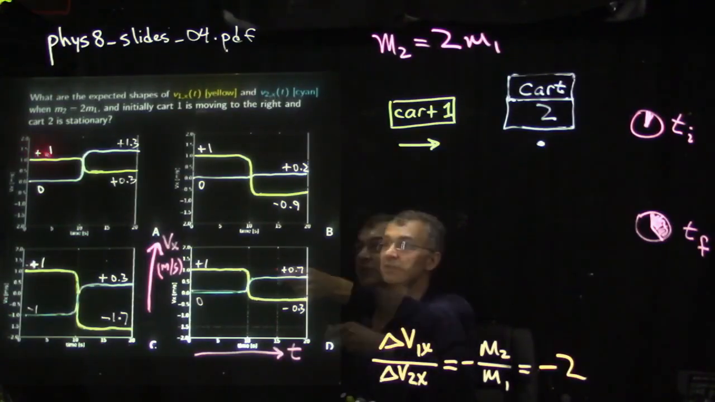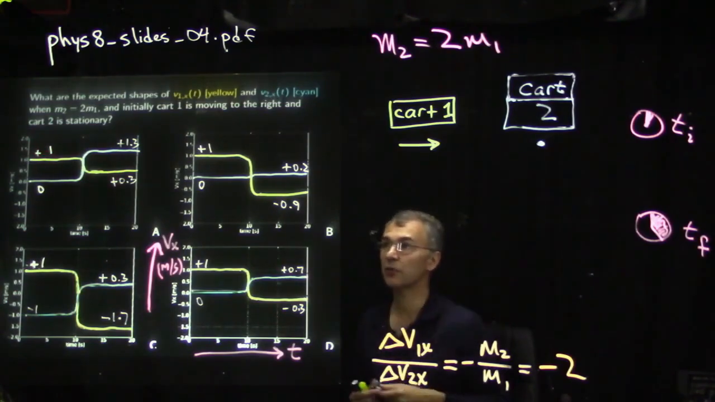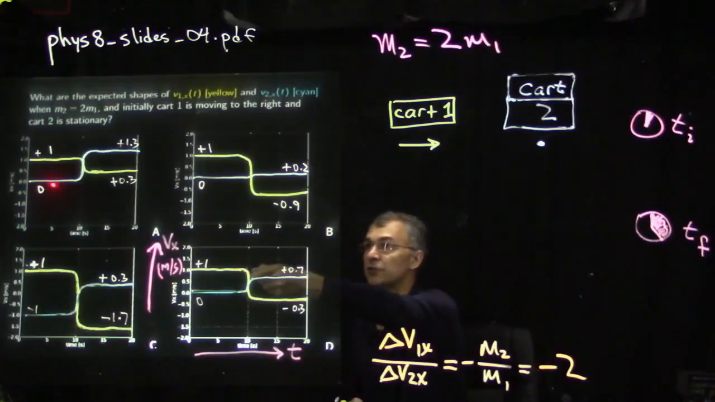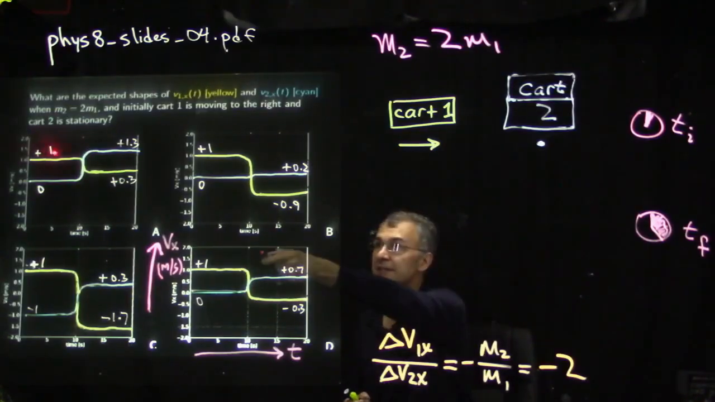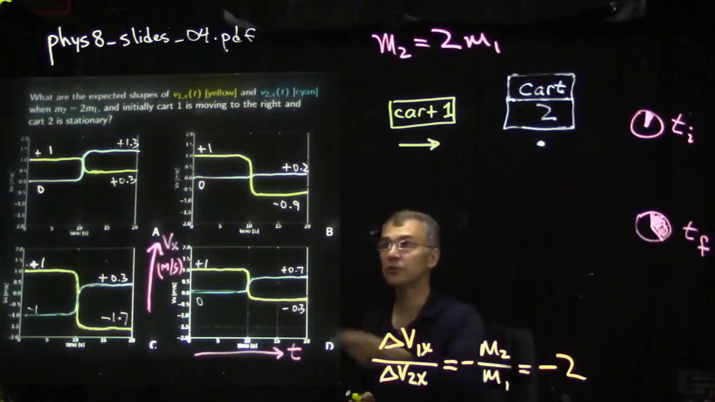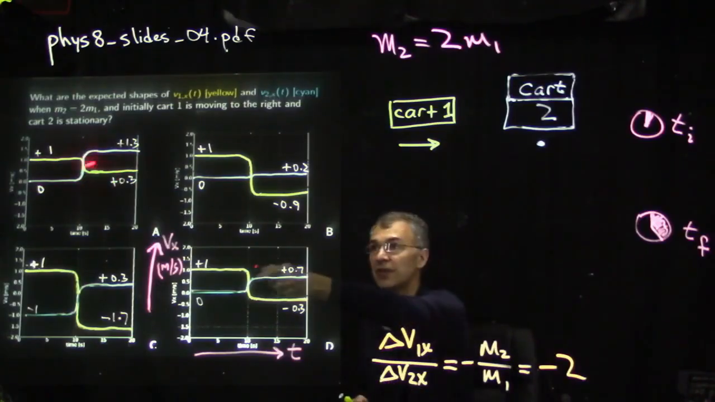If we look at A, cart 1 goes from +1 to +0.3, a change of -0.7 meter per second. Cart 2 goes from 0 to +1.3 meter per second, a change of +1.3. Within rounding, -0.7 versus +1.3 is a ratio of -2, but it's in the wrong direction. This is what you would expect if cart 1 were twice the mass of cart 2. We can rule out A.